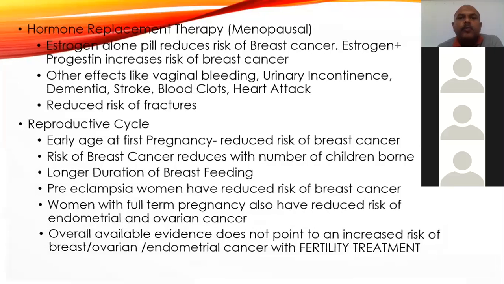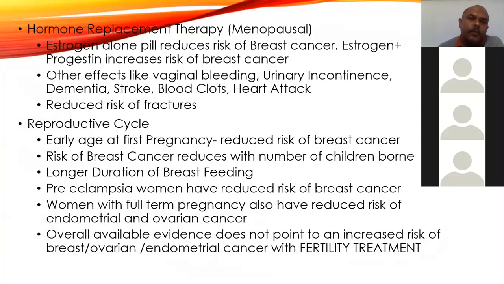And postmenopausal hormone therapy. There are two types of postmenopausal hormone therapy. One is estrogen alone, another is progestin plus estrogen. Taking a combined pill increases the risk of breast cancer. It also has other side effects like vaginal bleeding, urinary incontinence, dementia, stroke, blood clots, and heart attack. However, the advantage is it reduces the risk of fractures.